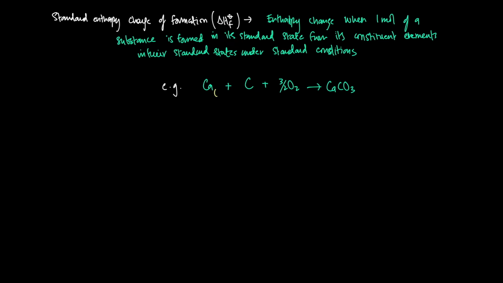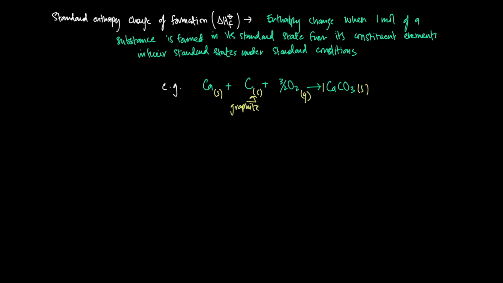And since it's the standard enthalpy change, calcium would be solid. Carbon is in the solid form. The standard form of carbon is taken to be graphite. And then oxygen is in the gaseous form, and calcium carbonate is in the solid form. So this equation represents the standard enthalpy of formation of calcium carbonate. 1 mole of calcium carbonate is being formed in its standard state, which is solid, from its constituent elements, calcium, carbon, and oxygen, in their standard states under standard conditions. So whenever you're writing the equation representing formation, it would be this. If you had written 2 calcium carbonate, that would be 2 times the enthalpy of formation of calcium carbonate, because enthalpy of formation is specifically for formation of 1 mole of a compound.